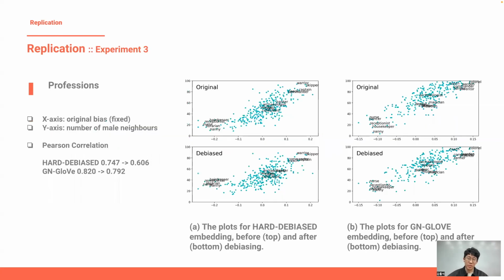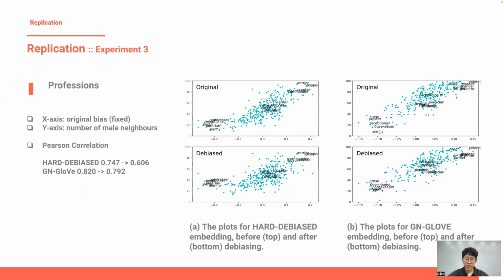The second experiment is profession. We used a profession list containing occupations and the degree of gender bias of each. We computed indirect bias using the number of male neighbors of a word and compared it with the original bias. We also obtained the same result in the plots and Pearson correlation values.